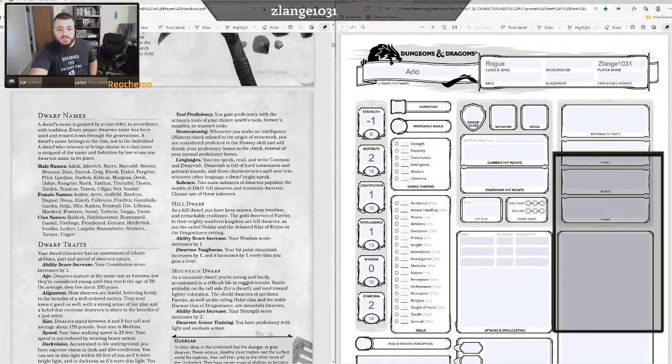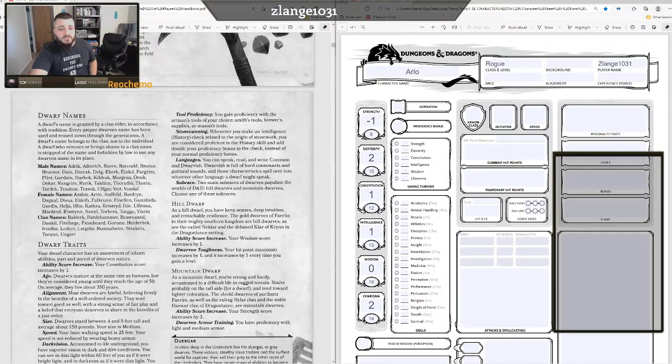You got tool proficiencies, which are tools and kits. Proficient with artisan's tools of your choice: smithing, brewer supplies, or mason's tools. These are just stuff you're proficient with, that you can use more efficiently than other people usually.